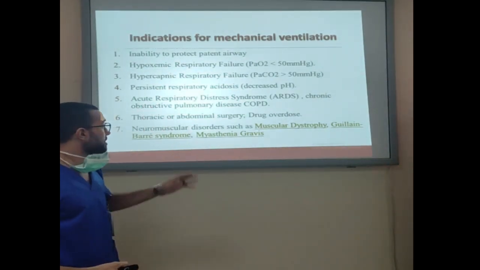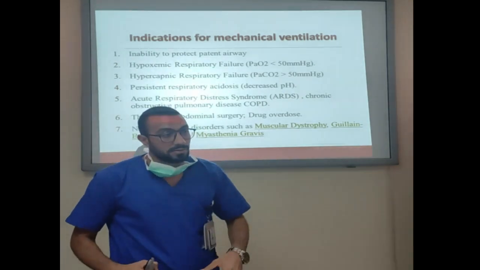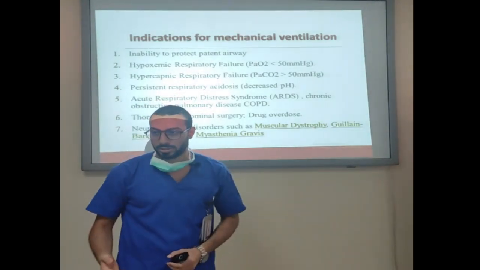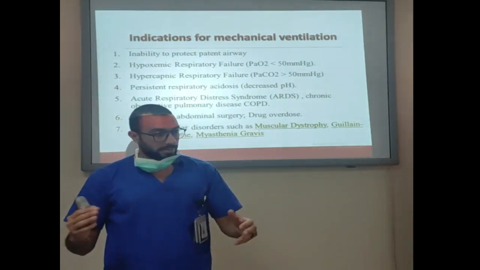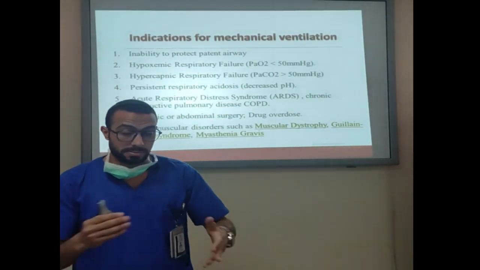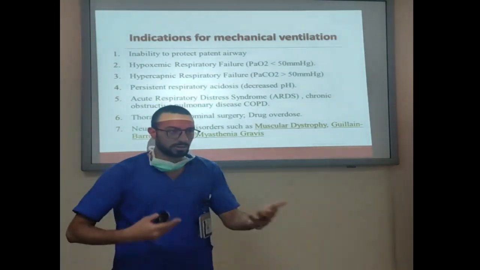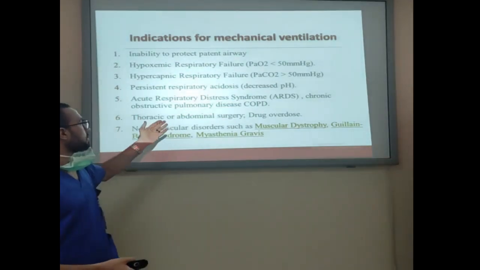So persistent respiratory acidosis is a big problem. If we have increased CO2, we will have a problem with the pH. We will have acidosis, the pH will go down. So if the patient has severe respiratory acidosis, we can also use the ventilator to wash out the CO2 and return the pH back to normal.